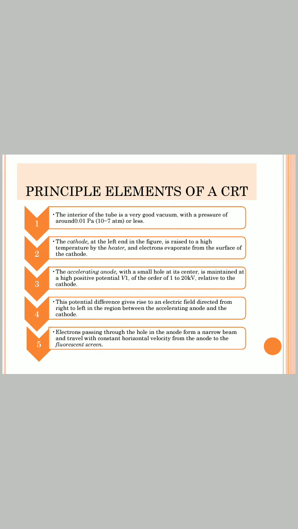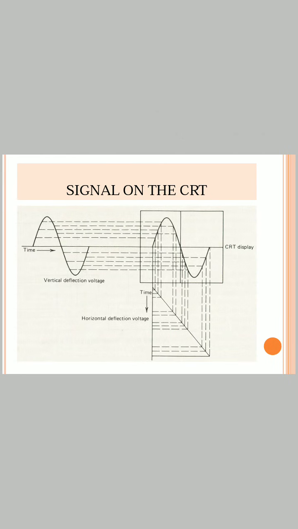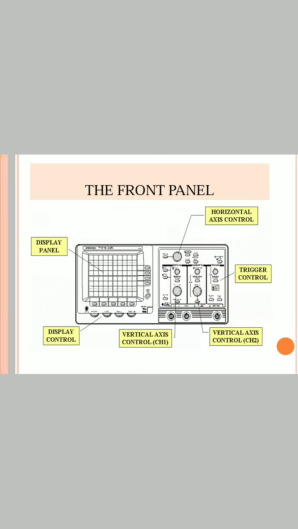So the principal elements of CRT are the inner tube, cathode, accelerating anode, the potential difference which is produced between anode and cathode, and the fluorescent screen. Signals on CRT. Here we can see on our deflection plates the waveform which is originated by the horizontal and vertical deflection plates.